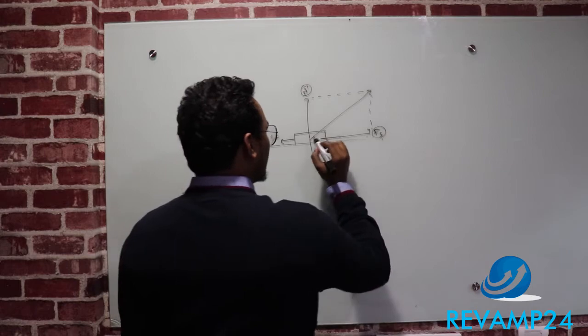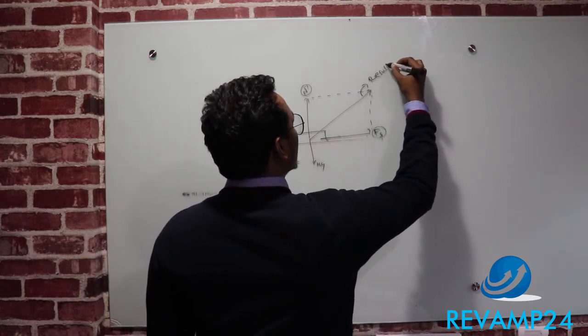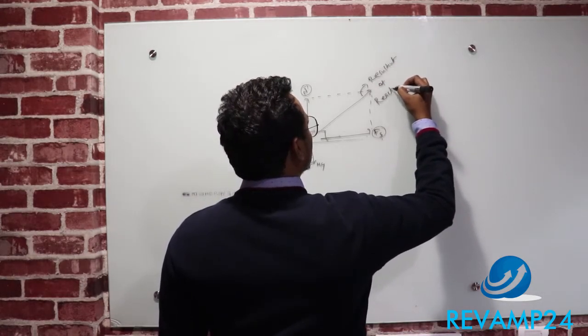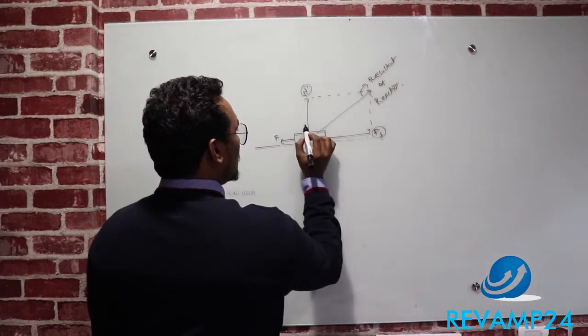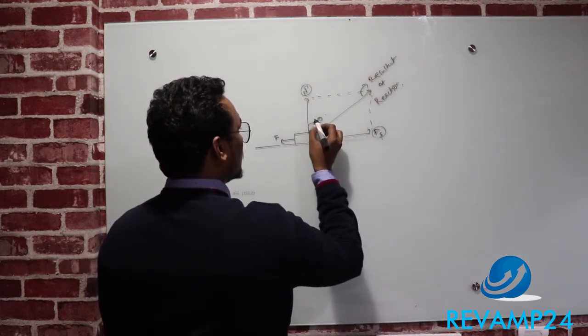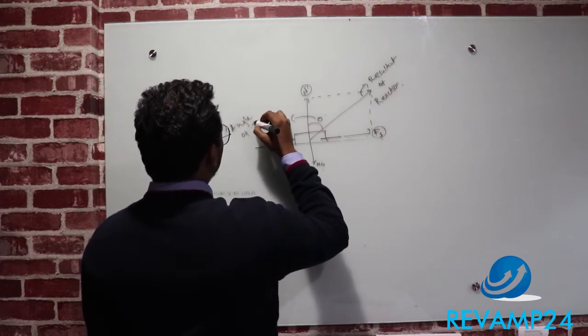Here in this case, the angle between the resultant of reactions and the normal reaction is called the angle of friction.